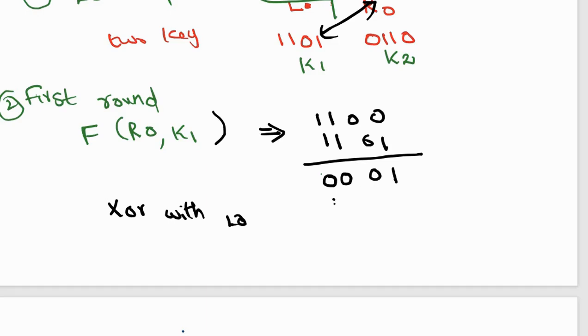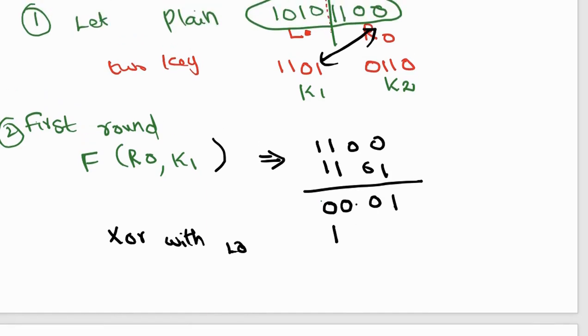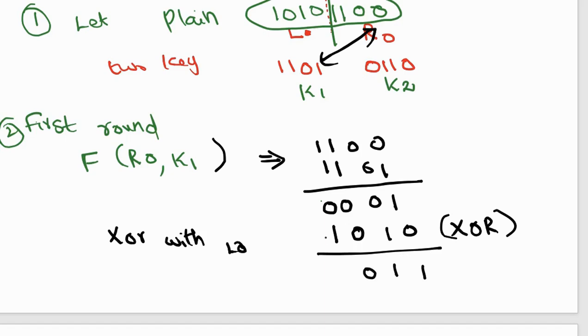What is L0? That is 1 0 1 0. So we are applying the XOR here: 1 XOR 0 is 1, 0 XOR 1 is 1, 0 XOR 0 is 0, and 1 XOR 0 is 1. Now this is called the new function, that is R1.